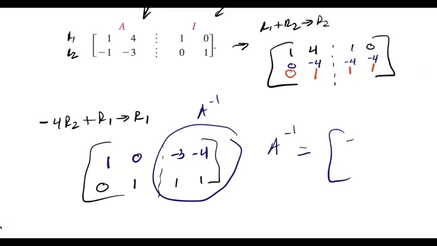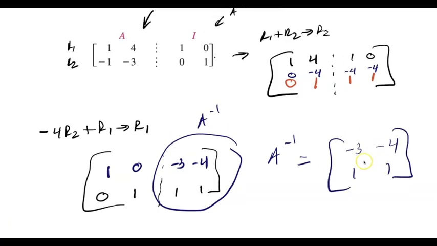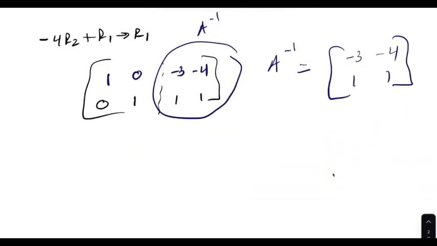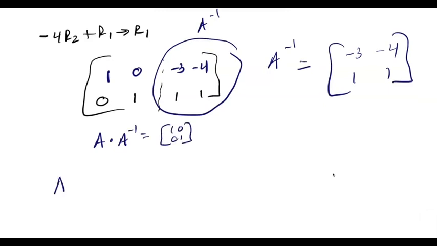So that's -3, -4, 1, and 1. Now, if we want to check if this is actually the inverse, we could multiply them. If I multiply my A times my inverse, I should get the identity matrix, 1, 0, 0, 1. And actually, we're going to do that, but let's do it A inverse times A, just to show you it doesn't matter which way you multiply them, you should still get the same thing. We're going to do A inverse first.